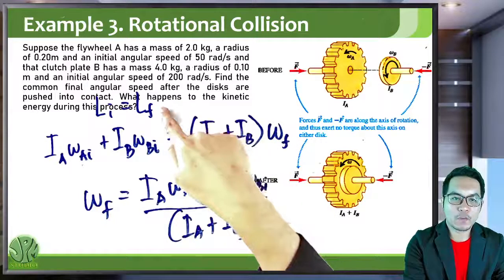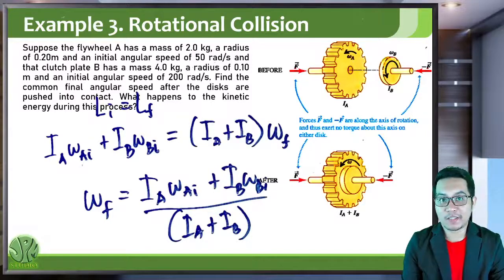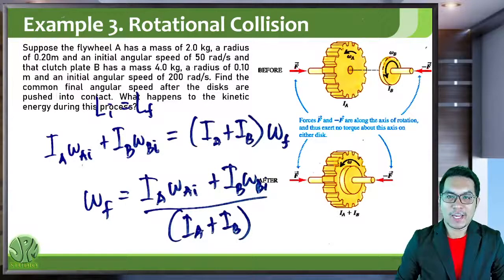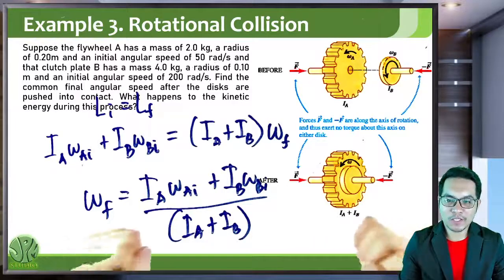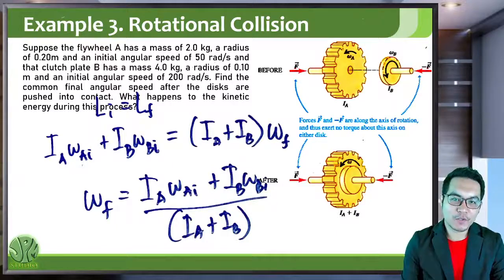What about this question: what happens to the kinetic energy during this process? If you recall from the conservation of linear momentum, collisions like this, where the two colliding objects become one object, are called inelastic collisions. In inelastic collisions, the kinetic energy decreases after the collision. So the kinetic energy is not conserved. Only the angular momentum is conserved, but the kinetic energy will actually decrease after the collision. Okay.